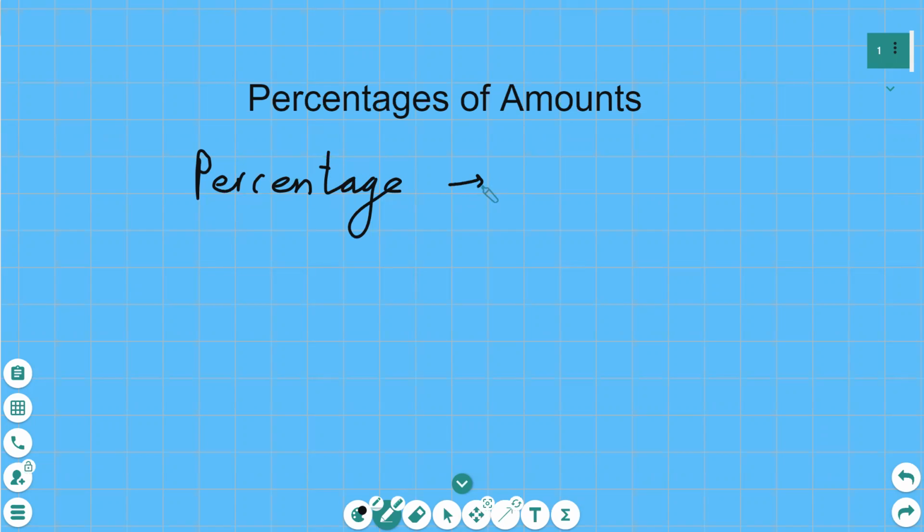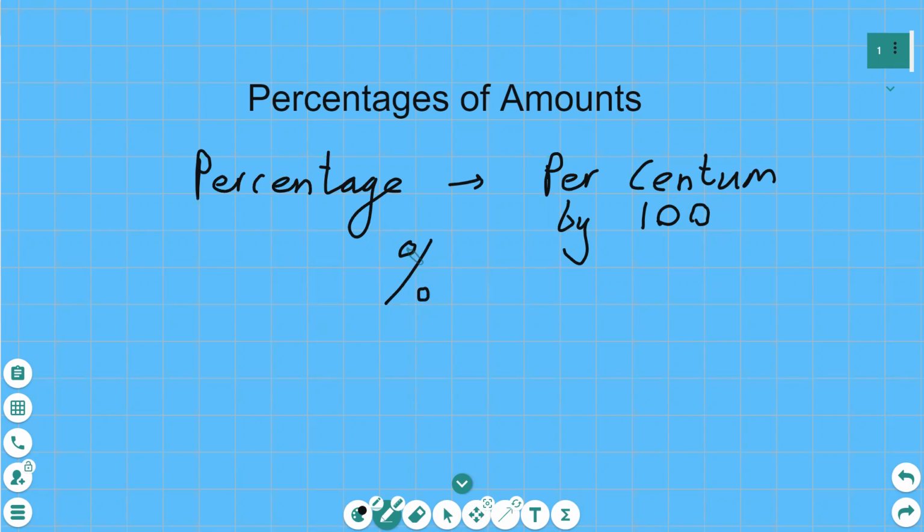Well, it comes from Latin per centum, which means by 100. And centum, words like century, 100 years, centipede, 100 legs, what else? Cent, 100 cents in a dollar, things like that, all come from the Latin word centum. Anyway, the symbol is like that, little circle slash little circle.